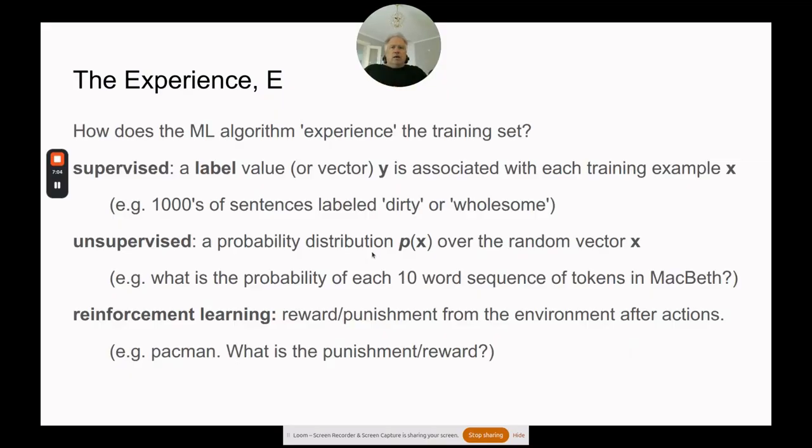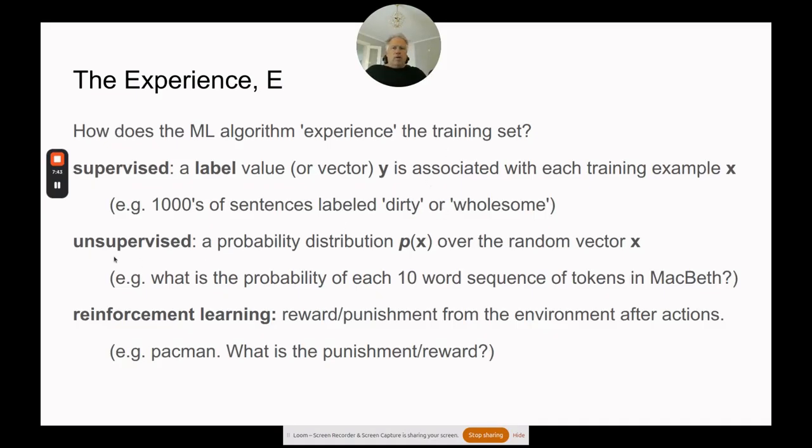So how does a machine learning algorithm experience its training set? Okay, so now we're going to talk a little bit about the three main paradigms of machine learning currently. The first is supervised machine learning, where what we're experiencing is a label value or vector, which is y, associated with the training example x. So x should map into y. That's the experience of the data sample as the machine is doing its learning. It sees a whole bunch of those in its training set.